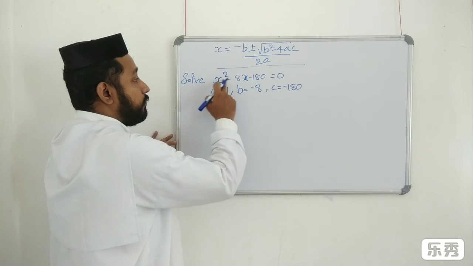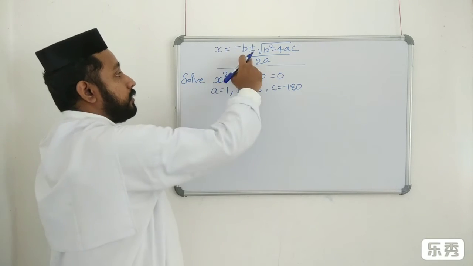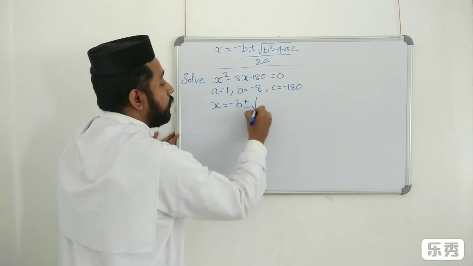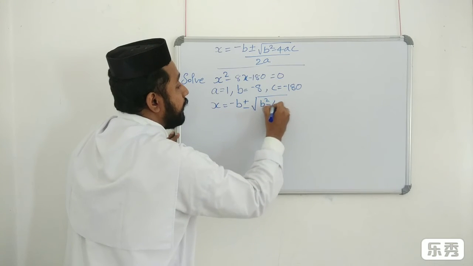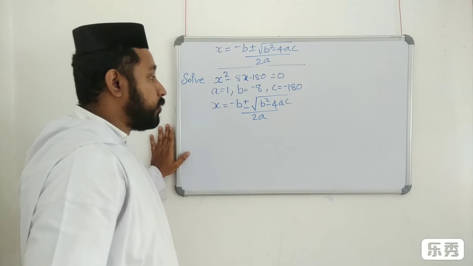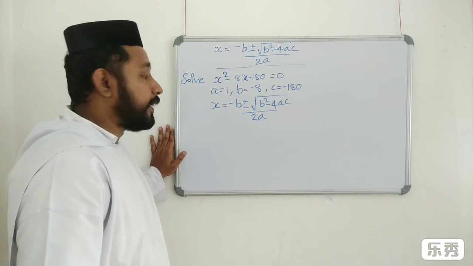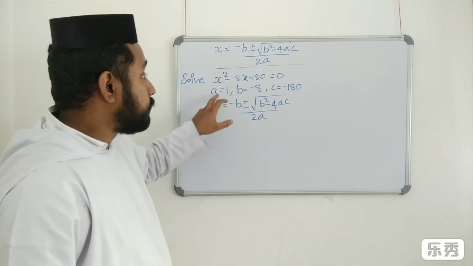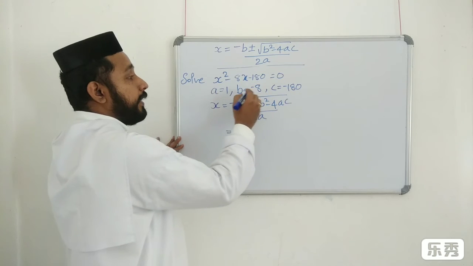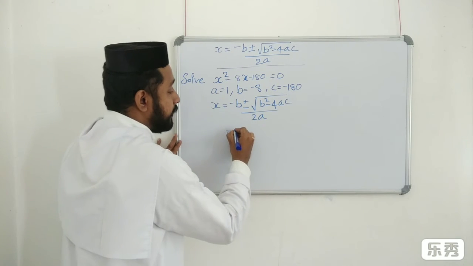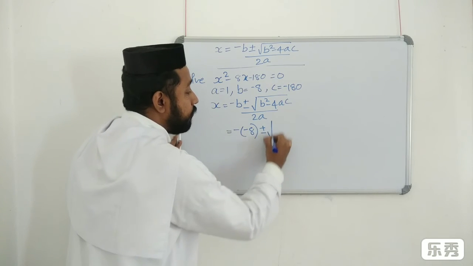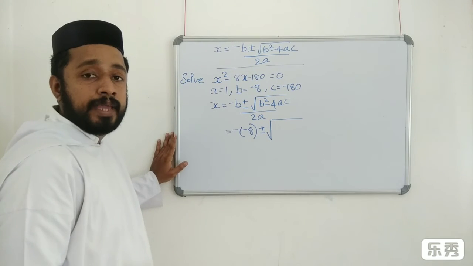Now we have to find the solution of this equation using this formula, that is, x is equal to minus b plus or minus root of b square minus 4ac by 2a. We have to substitute these values into the equation. So we got x is equal to minus b. Here b is equal to minus 8. So minus b means minus of minus 8, plus or minus root of b square. B square means minus 8 square.